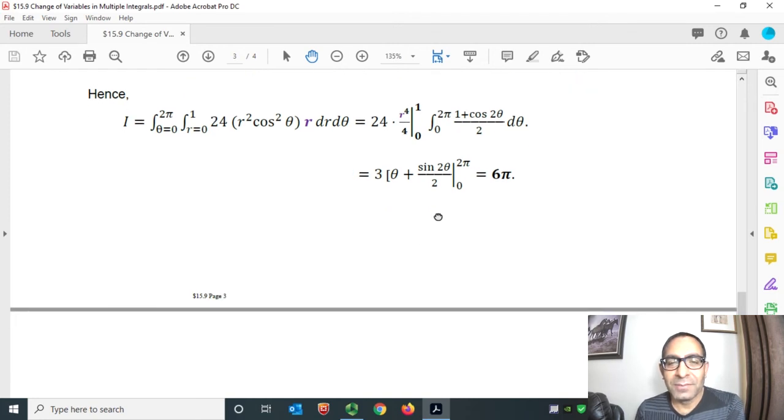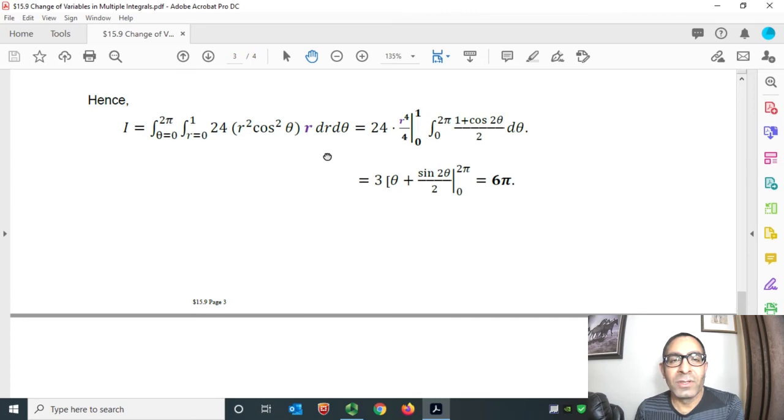The next step, put r equals upper limit 1 and lower limit 0 and simplify. It gives us simply 24 times 1 over 4, and let's cancel 24 by 4, 6 times, and this 6 cancels by 2, 3 times, so we have 3. Then from the theta integral, 1 becomes theta, and cosine 2 theta becomes sine 2 theta over 2. These are the theta limits. Simplify these last expressions, then this gives us 6 pi.